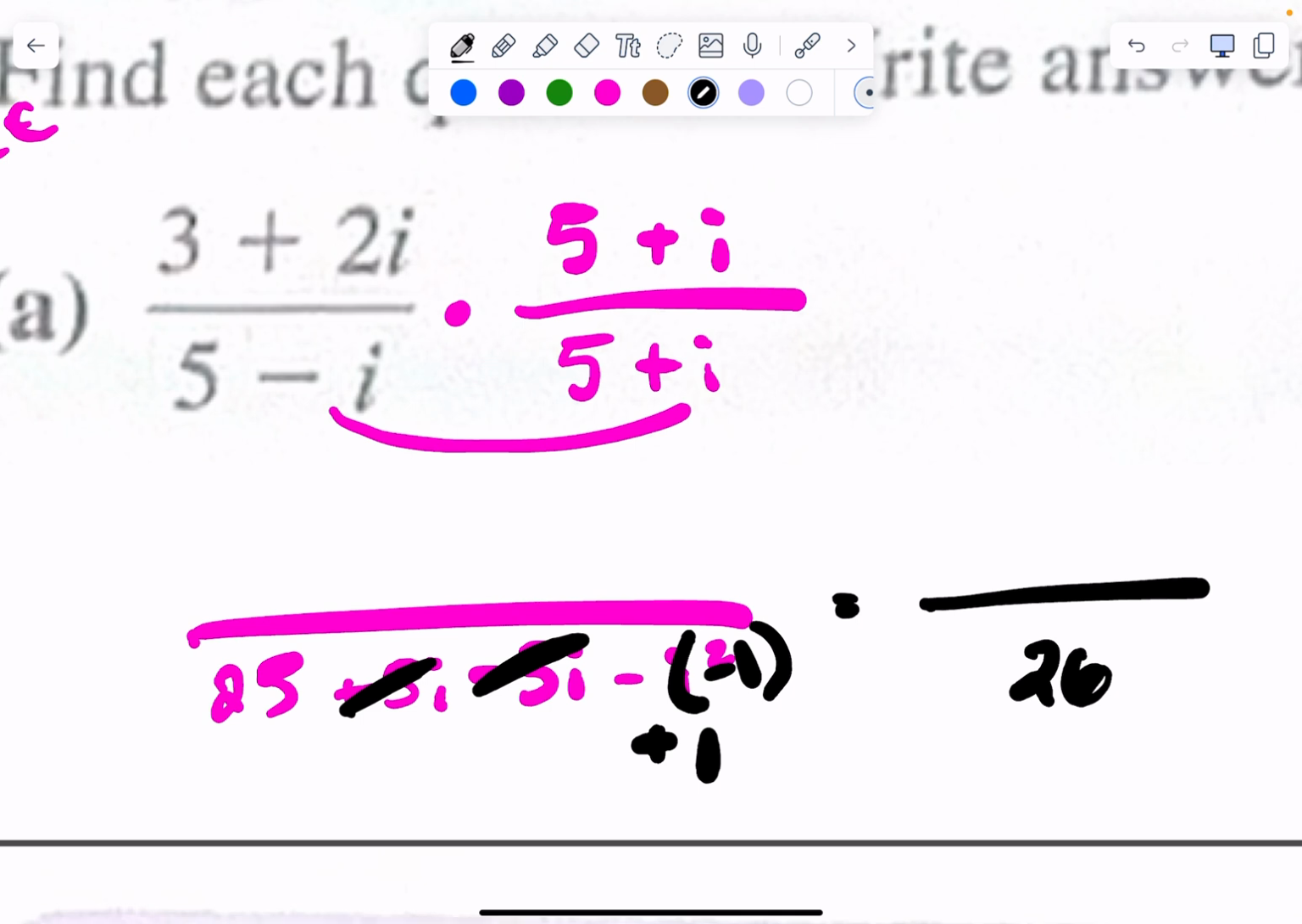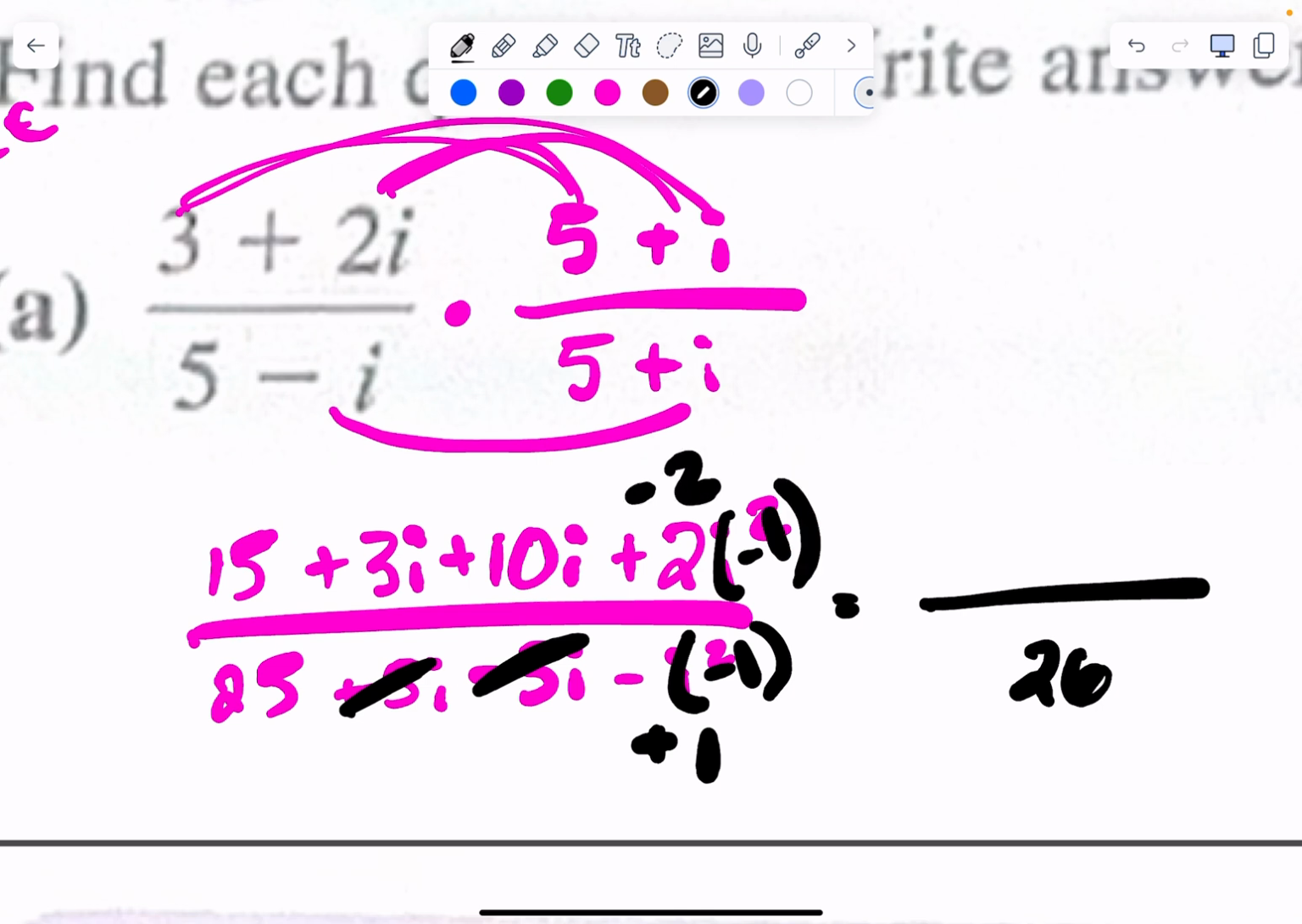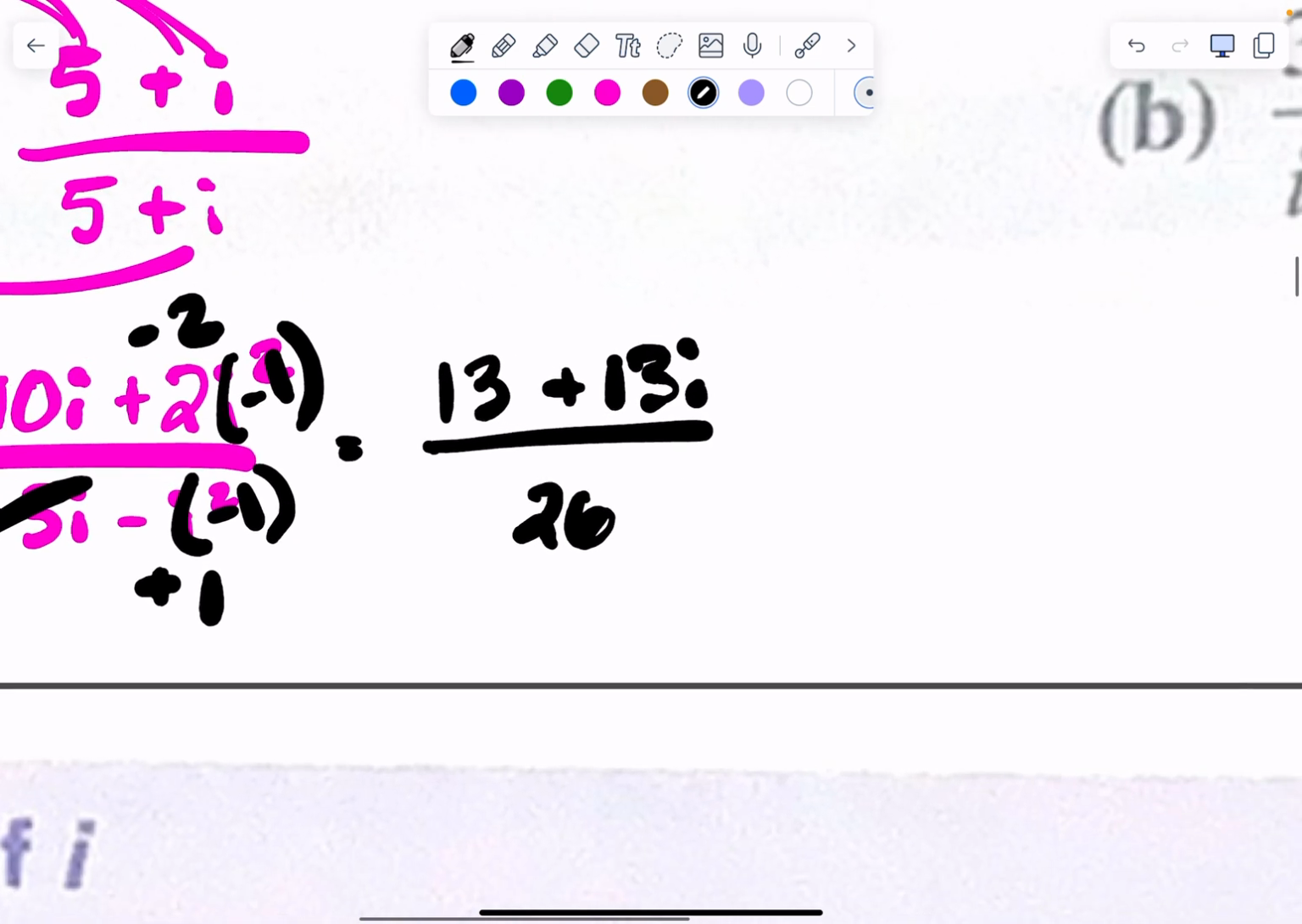Okay, top now. 3 times 5 is 15. 3 times i is plus 3i. 2i times 5 is plus 10i. And 2i times i is plus 2i squared. Minus 2. So, negative 1, that means minus 2. So 15 minus 2 is 13, plus 13i.